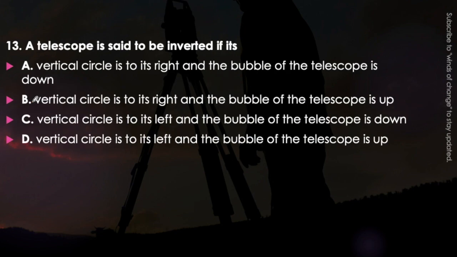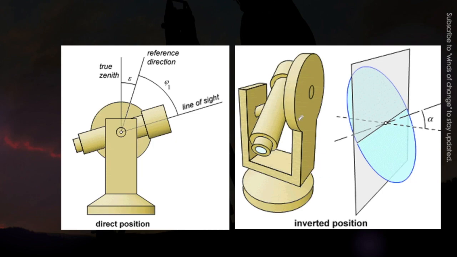Okay, next question. A telescope is said to be inverted if its vertical circle is to its right and the bubble of the telescope is down, vertical circle is to its right and bubble of the telescope is up, or vertical circle is to left and bubble of the telescope is down, or vertical circle left and bubble is up. Just think about it, what will be the correct answer in case of the inverted telescope. In case of the inverted telescope, the answer will be option A, that is the vertical circle will be right and the bubble will be down. Okay, this is the case of the inverted position. You can see this vertical circle is on the right side, while in the direct position this vertical circle will be on the left side. Okay, so memorize it, it is important.